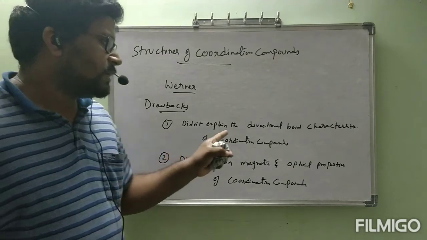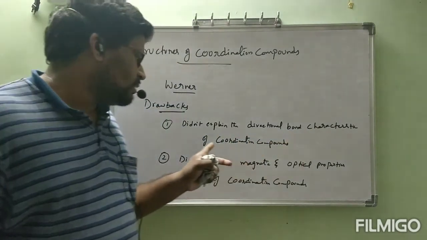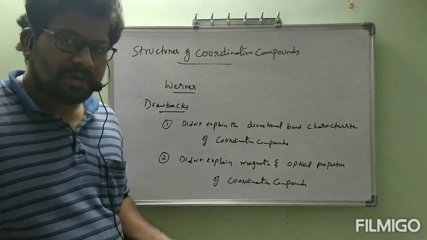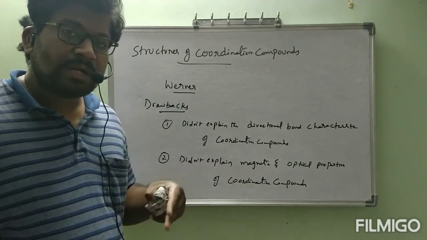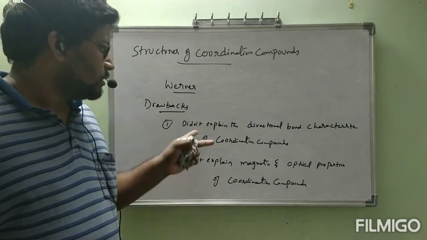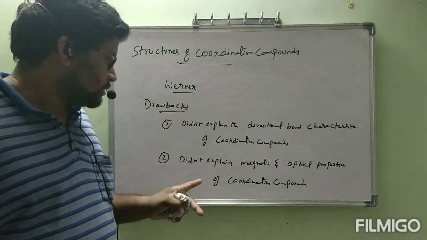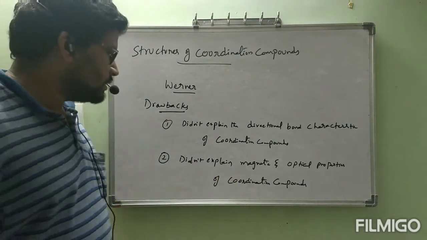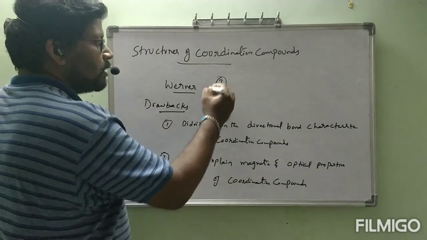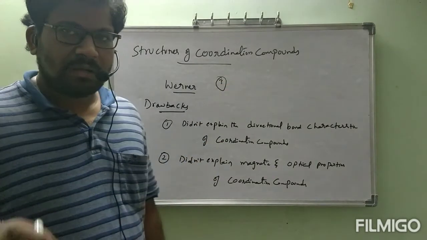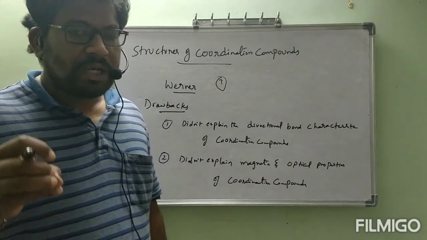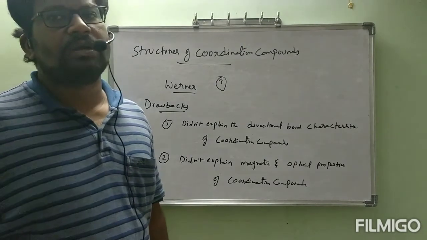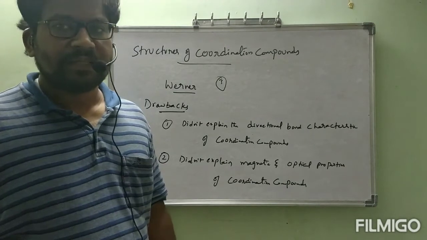Now it couldn't explain the directional bond characteristic property of coordination compounds. Coordination compounds contain directional bonds. The directional bond characteristic was not explained by Werner. Next, didn't explain magnetic and optical properties of coordination compounds. And third one is why some peculiar elements, some special elements, are able to form coordination compounds. That one was not explained.